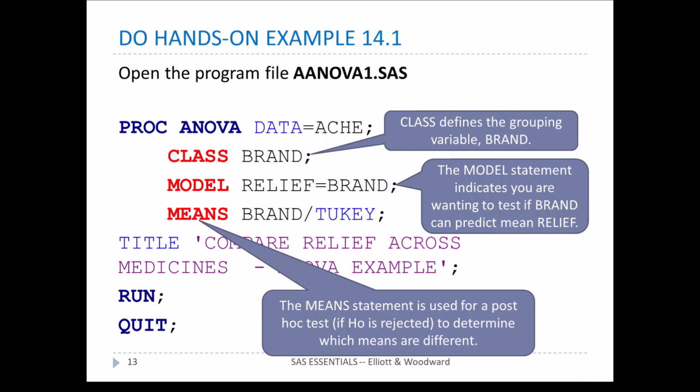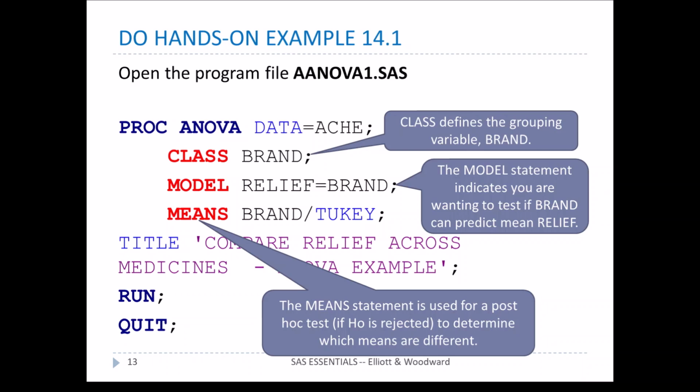Okay, let's look at a hands-on example of 14.1. Open up the program file named ANOVA1.SAS and you'll see this code. Now, we've seen the PROC ANOVA code in general, but let's look at these 3 statements in particular.